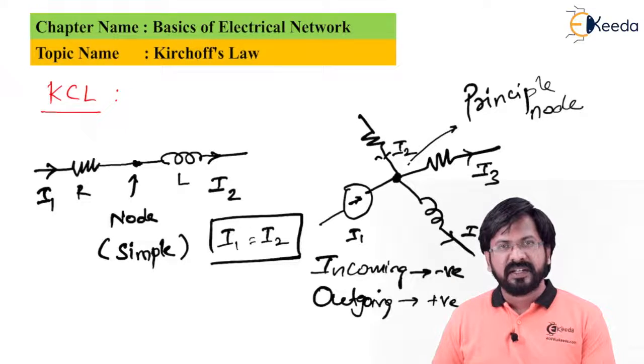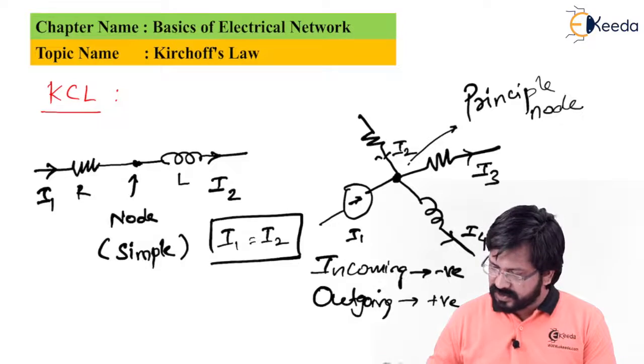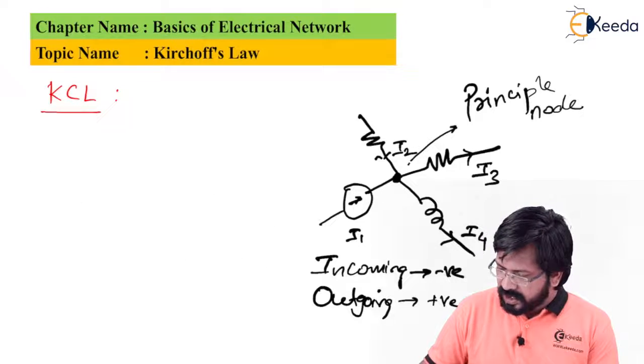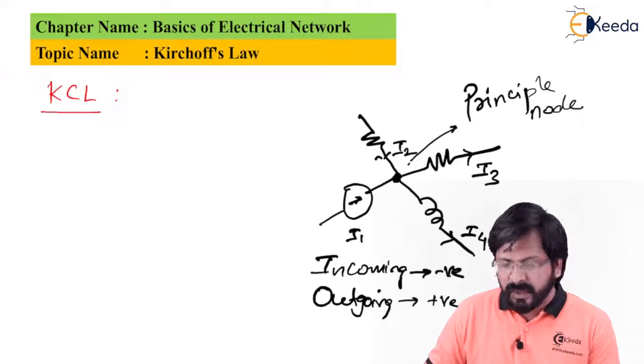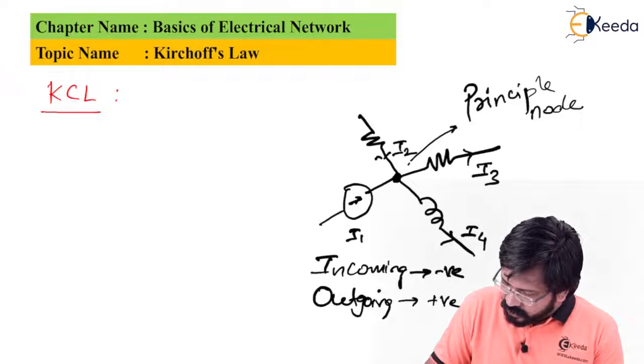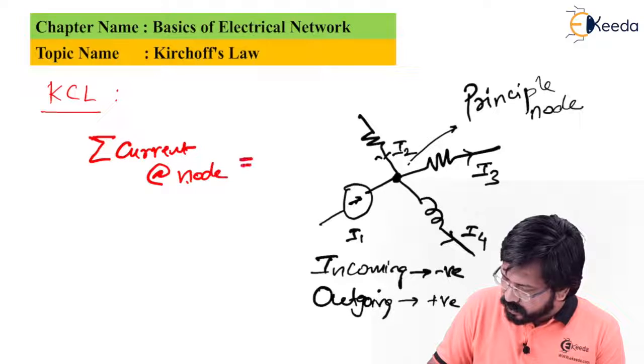As I said, KCL says the summation of all currents equals 0. So in this type of node, let us do all the current additions. As you can see in this node, I1 is incoming, I2 is incoming, I3 is outgoing, and I4 is also outgoing. According to KCL, the summation of all currents at a particular node is always equal to 0.